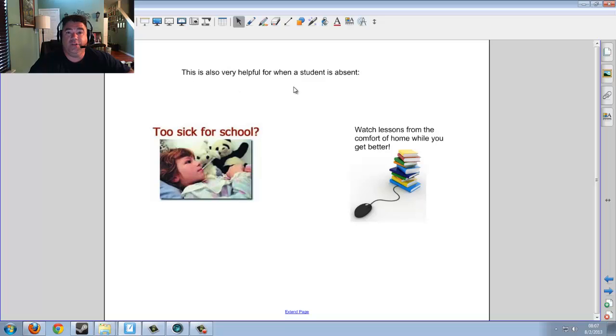It's also very helpful when a student is absent. Usually people are absent because they're sick. Well, that's unfortunate, of course, but if they're sick, they're normally at home, other than the time they have to go to the doctor's. If you're at home and you have a computer, it's great. You can watch the lessons from the comfort of your home while you get better. If you can't do that, that's fine. The school and the principal have been very generous about opening up the library, the LRC, so students can watch the videos first thing in the morning or after school. So if you don't have capabilities at home, there are other resources as well.